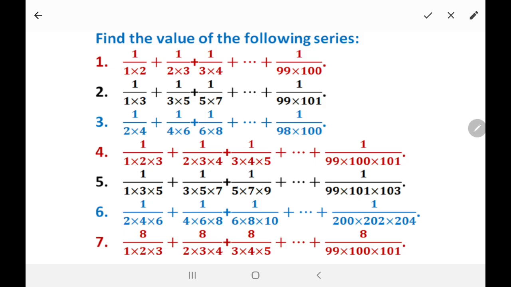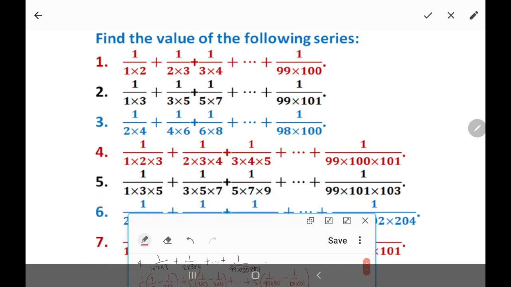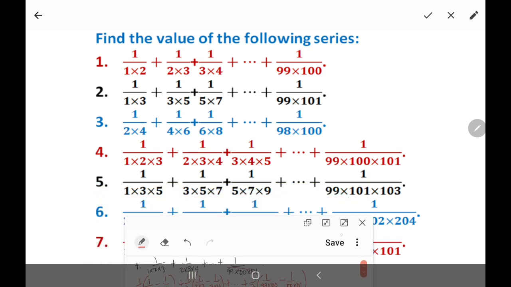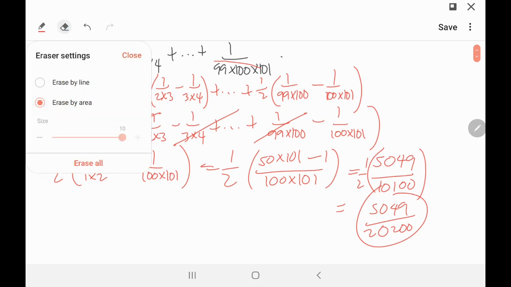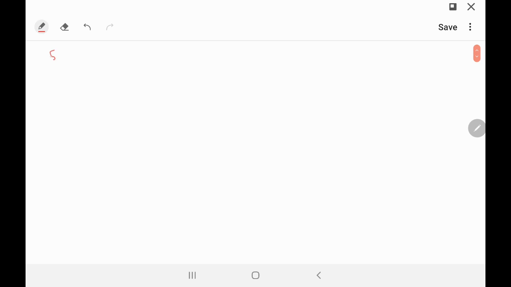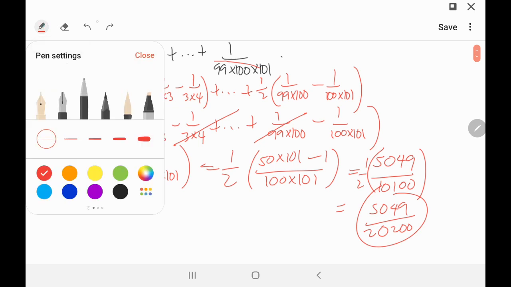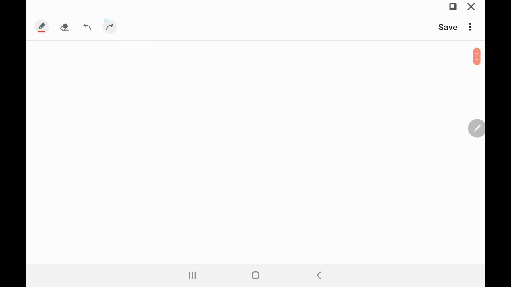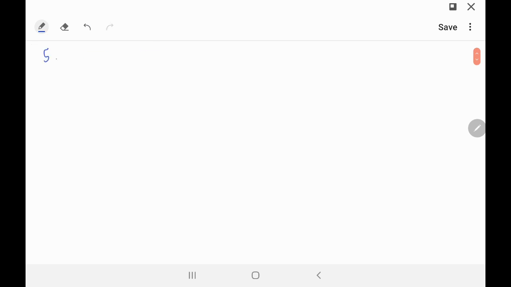Now let's go to the next problem. What if the denominators are only odd natural numbers, consecutive odd positive integers? So let's rewrite again our problem. Erase all this. We are now in problem number 5. Let's use another color, let's use blue color.